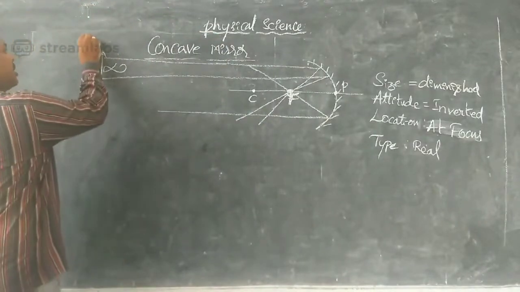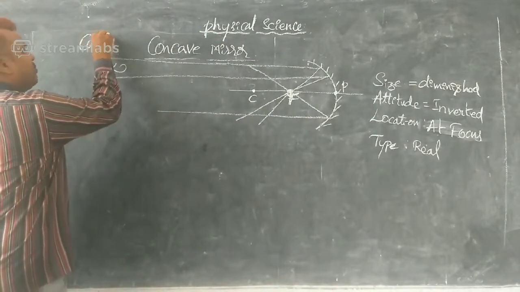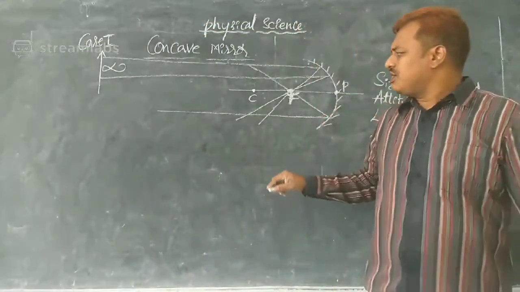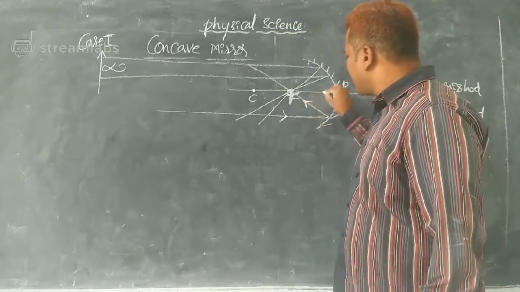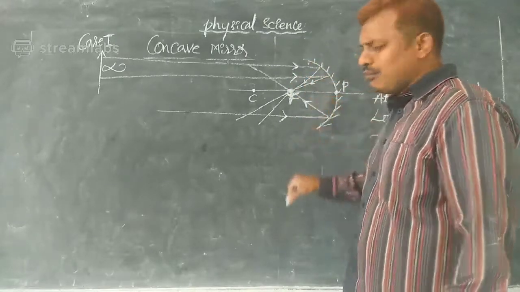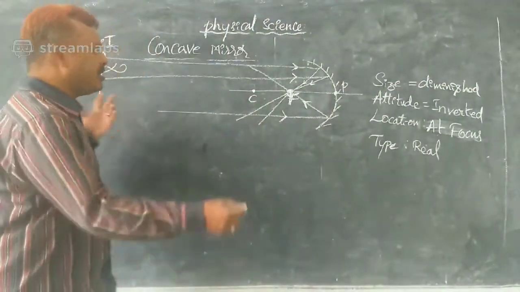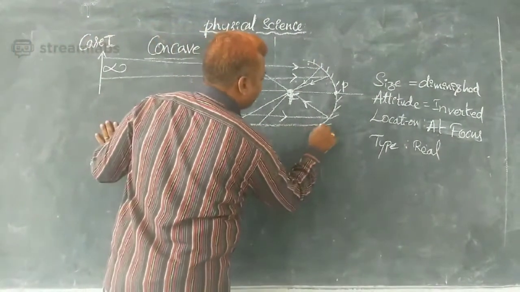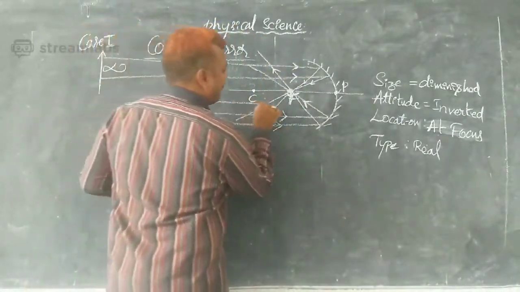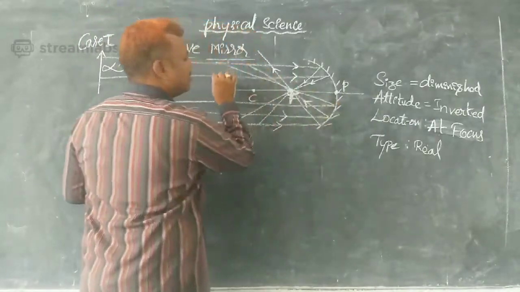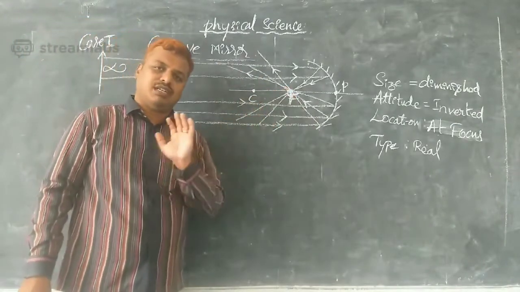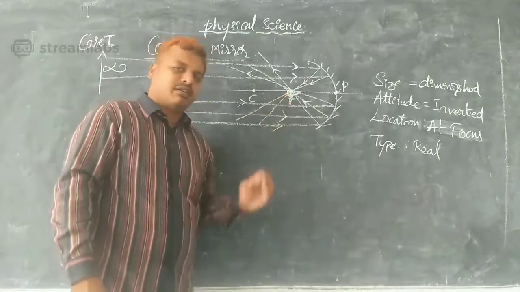Now, this is the first case. Case 1. When the object is placed at infinity, the light rays will come and they get reflected at one point. Infinity means there are n number of lines coming and joining at one point. They come from here, and all are going to form the image at focus only. All converge at one point.